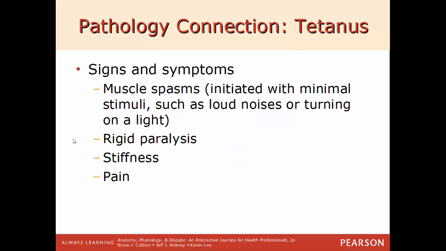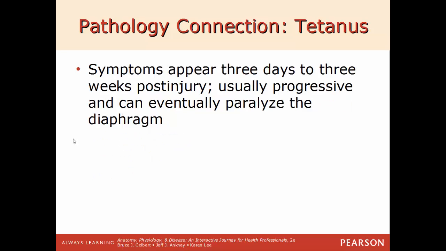Some common signs and symptoms: muscle spasms, usually initiated with very minimal stimuli. A loud noise or turning on a light, you'll get a fairly aggressive response when you shouldn't really get that kind of response. Very rigid paralysis, stiffness, and pain are often good signs of tetanus. And the symptoms will appear usually 3 days to 3 weeks after the injury, and will usually get worse and worse, and if left untreated, can eventually paralyze the diaphragm, which means you'll be unable to breathe.